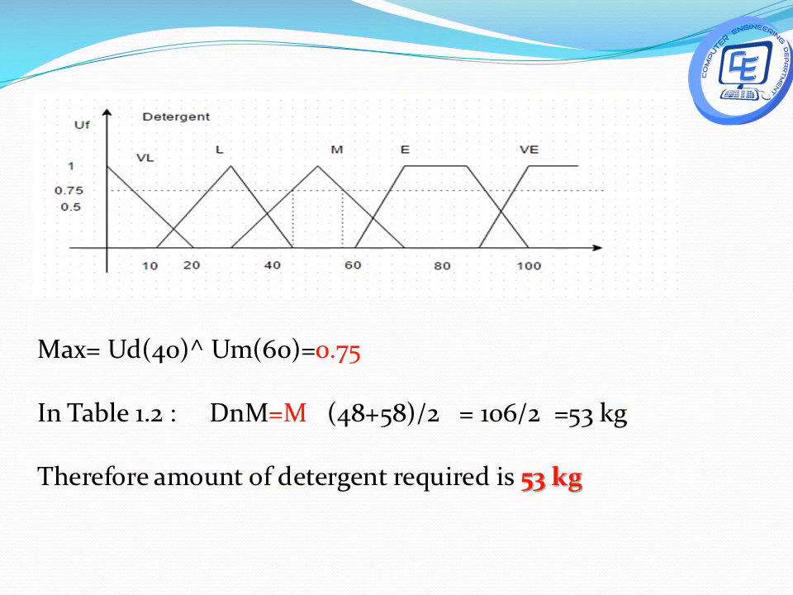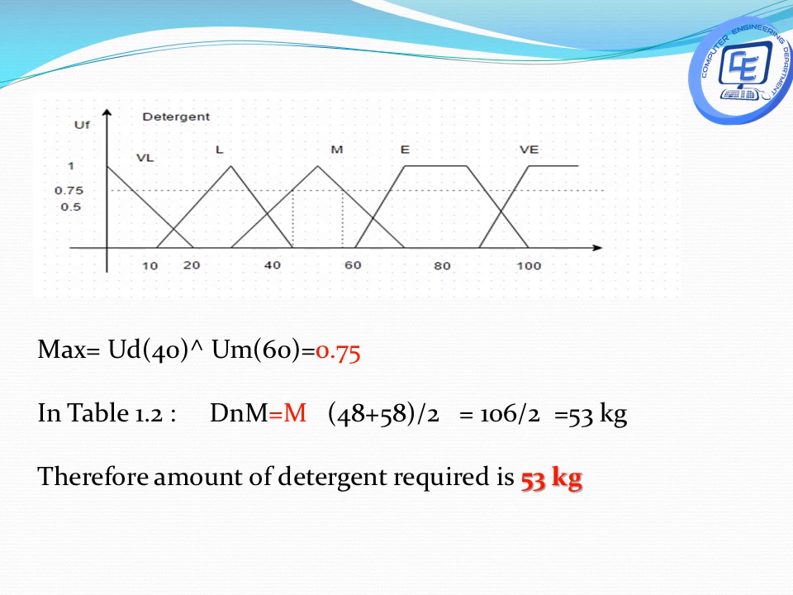In the next slide, the output diagram is shown for reference. In this slide, we have the equation mu D of 40 intersection mu M of 60 equals 0.75, which is the maximum value as written in the first line. So let's go back to table number 1.2 and find the intersection of D and M, because in this equation we have two parameters. The parameter for dirtiness is D, that is dirty, and the parameter for the weight is M, that is medium.